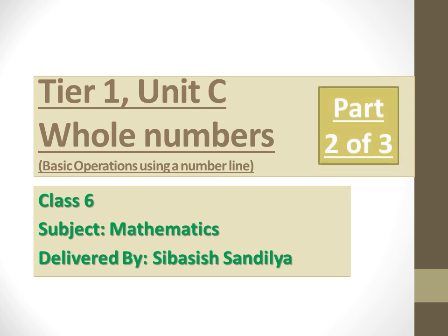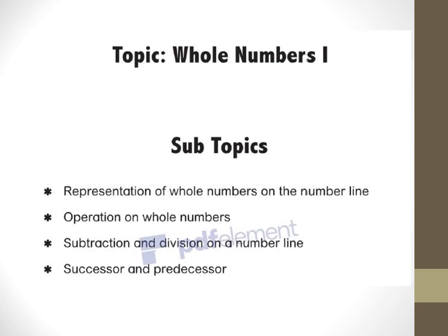Now, as I have already told in the previous video, this chapter has been divided into 3 parts. So this is part 2 of those 3 parts. Our topic of discussion was whole numbers 1. As I have already told, the whole numbers is of 2 chapters, whole numbers 1 and whole numbers 2. In whole numbers 1, the subtopics were representation of whole numbers on a number line. That part we did in the last video.